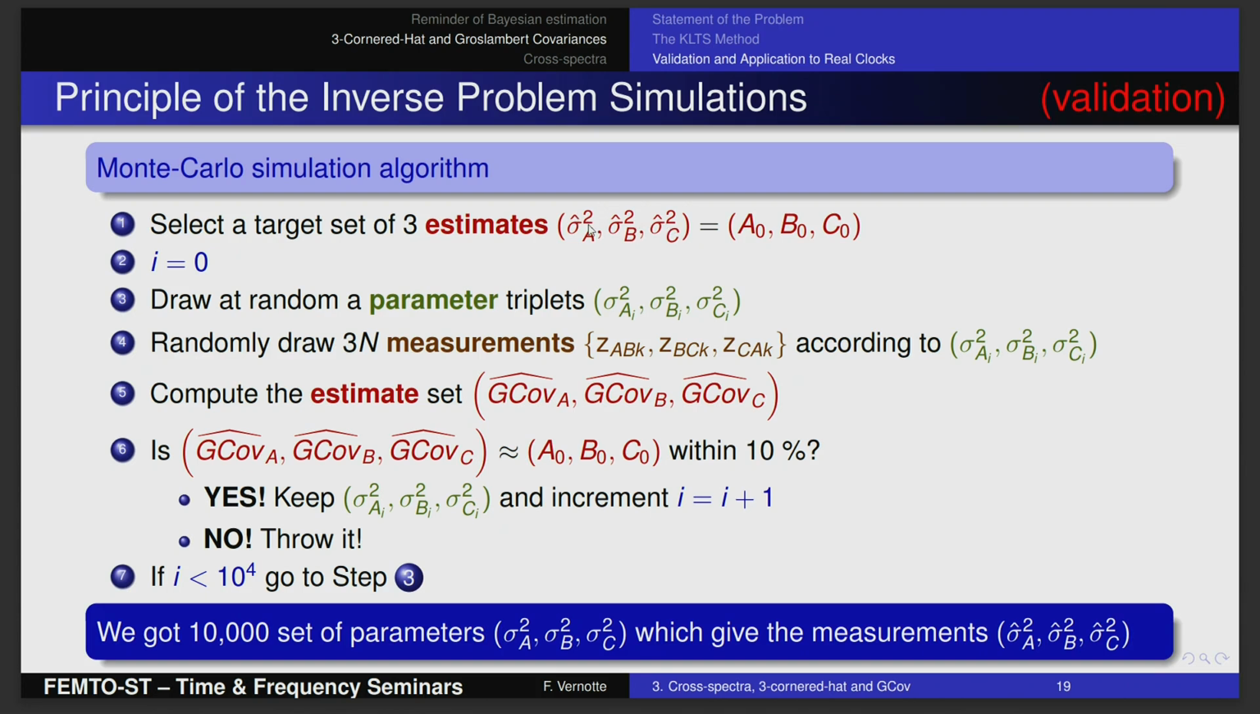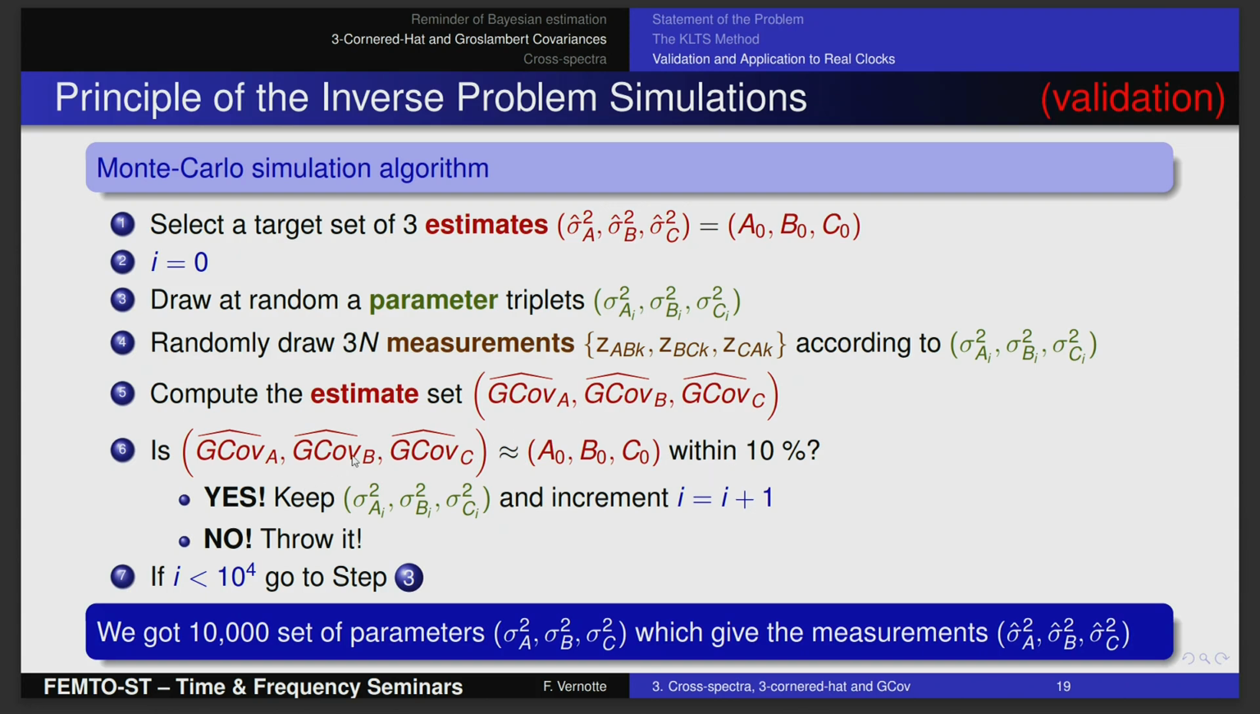This is a target. And once you get that, you will draw randomly a set of parameters, and you will randomly draw 3n measurements corresponding to this parameter. So this is the so-called direct problem. You will retrieve here 3n z coefficients, z measurements, which correspond to this set of parameters. You compute from them the Groslambert covariance and the variance, and you verify if the estimates are equal to the target. When I say equal, it's within 10%, for instance.